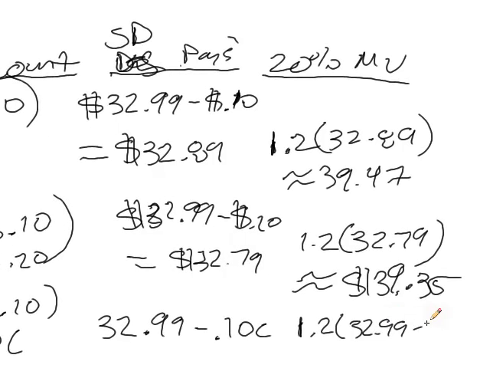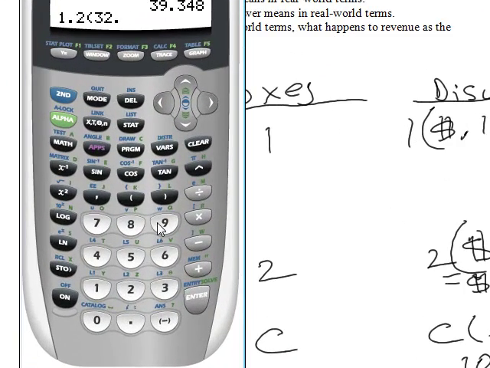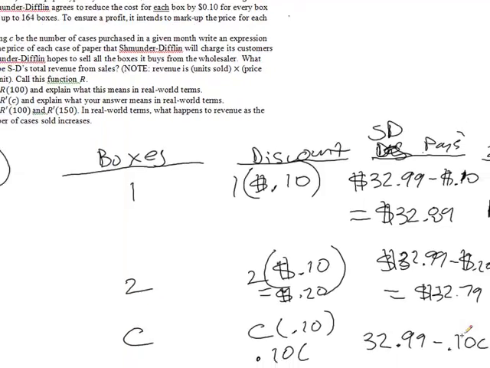32.99 minus 0.10 C. We just don't know what C is because it depends on how many boxes they buy. So we know that 1.2, we're going to go ahead and distribute this to make it a little bit simpler to read since we are dealing with variables here, times 32.99, which gives us about 39.59.